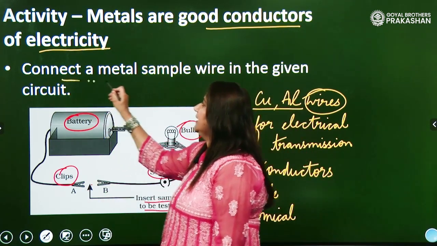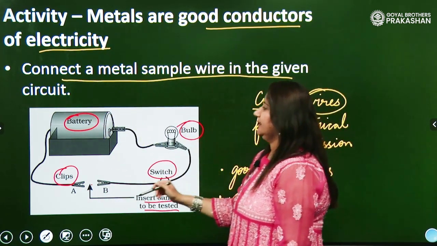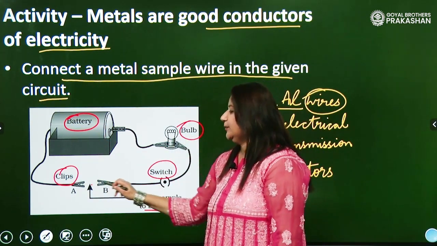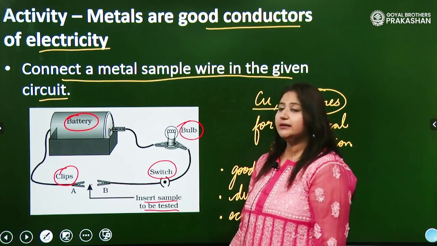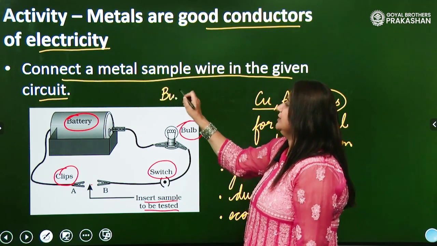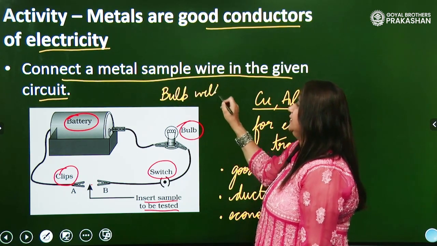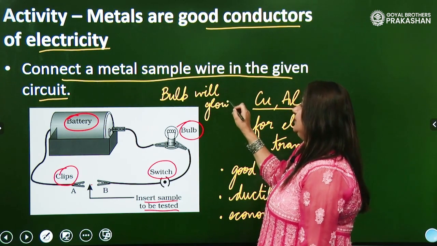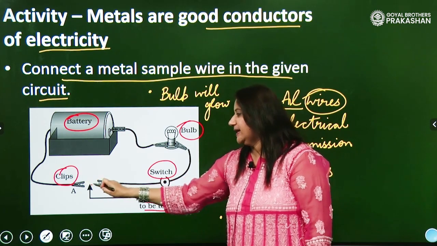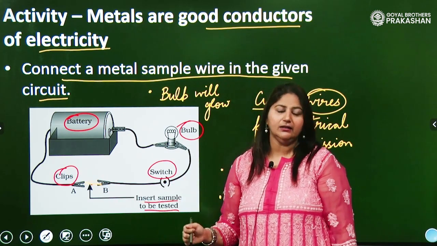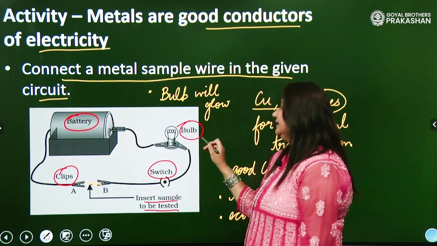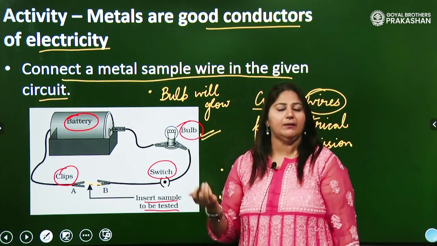So, what are we doing? We are connecting a metal sample wire in the given circuit. As soon as you put aluminum wire here, you switch on the key. What will happen? The bulb will glow. So, what is the observation, children? The bulb will definitely glow. Why? What will it prove? It will prove that this aluminum wire we place here is a good conductor, because if it is passing current, then only it is flowing through the circuit and reaching the bulb, and hence the bulb will glow.